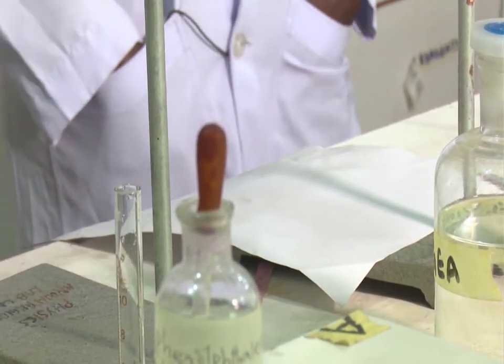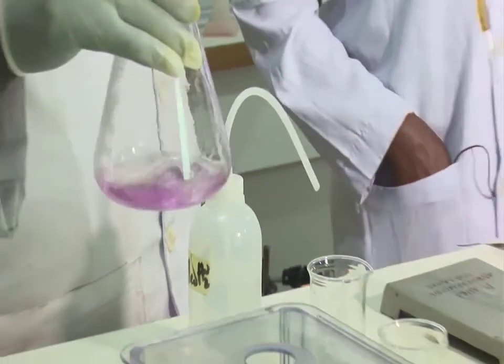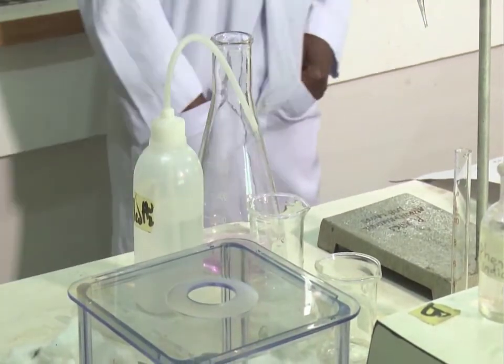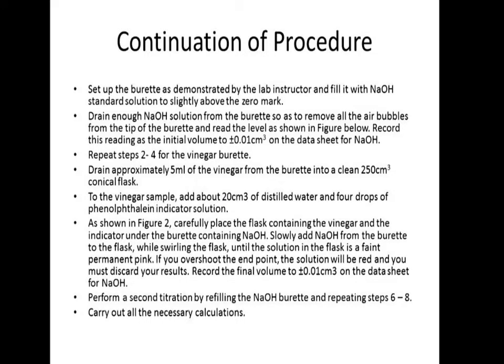Take note of the volume of the sodium hydroxide that's changed the vinegar solution to faint pink color. From what I have here, I have like 39. Record the volume to plus or minus 0.01 centimeter cube on the data sheet for sodium hydroxide. Perform a second titration by refilling the sodium hydroxide burette and repeating steps 6 to 8. Carry out all the necessary calculations.